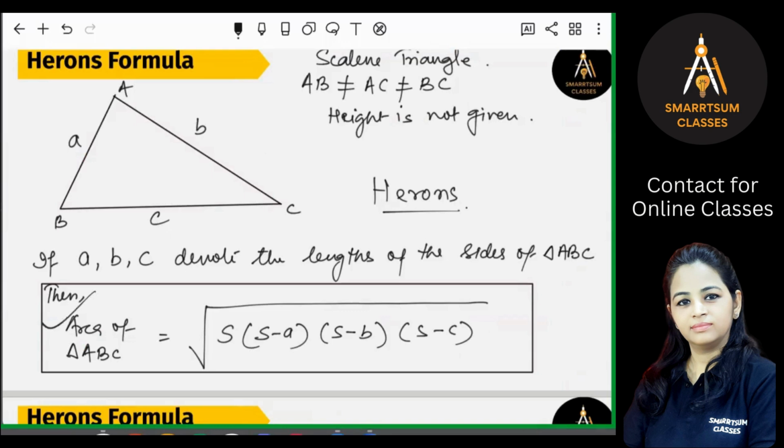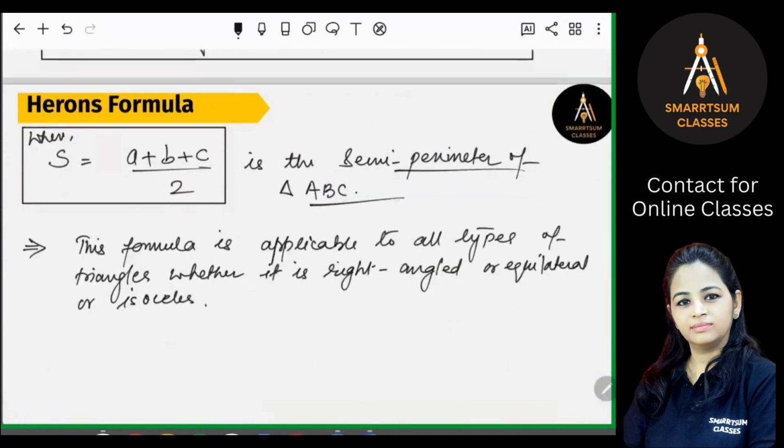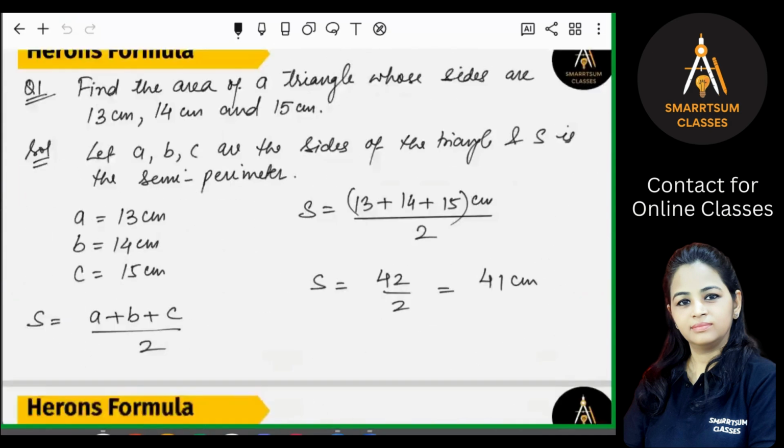The area of the triangle ABC is equal to the square root of S into S minus A, S minus B, S minus C. What are A, B, C? They are the three sides of the triangle, and S is the semi-perimeter of the triangle ABC. Using this formula, we can find the area of any triangle in which the three sides are given. And this formula is applicable for all types of triangles, whether it is a right angle triangle, equilateral triangle, isosceles triangle or scalene triangle.